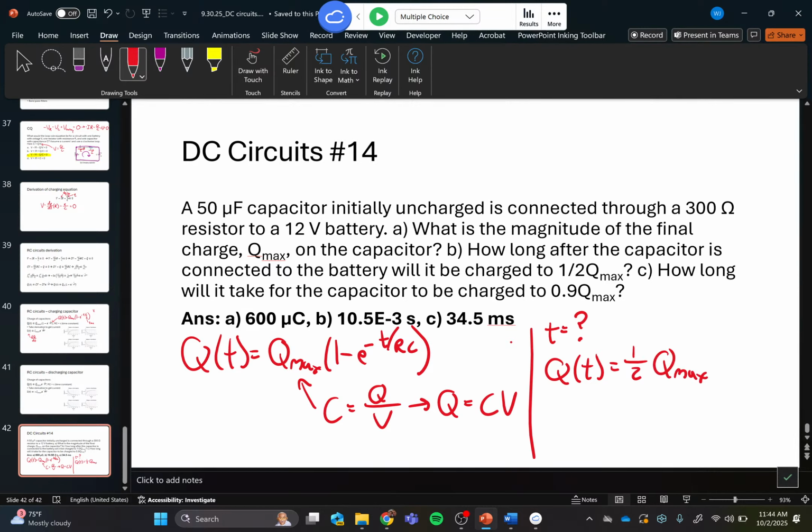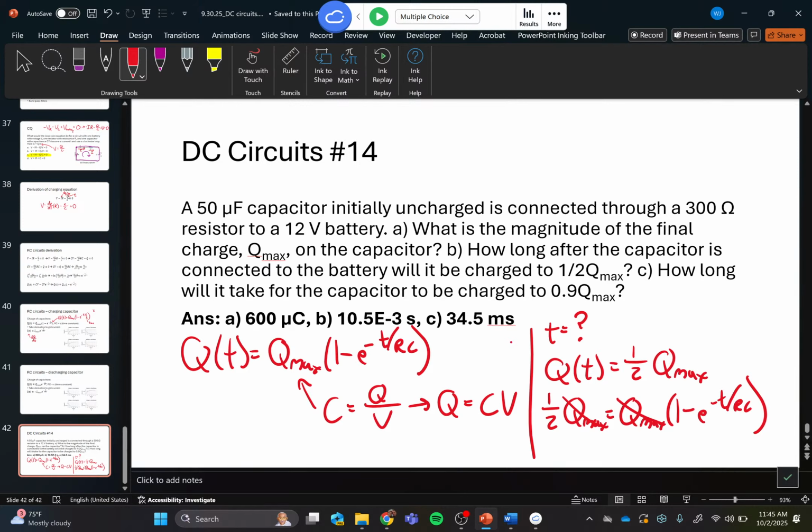At some time, Q equals 1/2 Q max. How is that useful? Take this and put it in the equation. 1/2 Q max equals Q max times 1 minus e to the negative t over RC. What happens to my Q maxes? They cancel. You know R, you know C. You're solving for time. It's just an algebra problem.